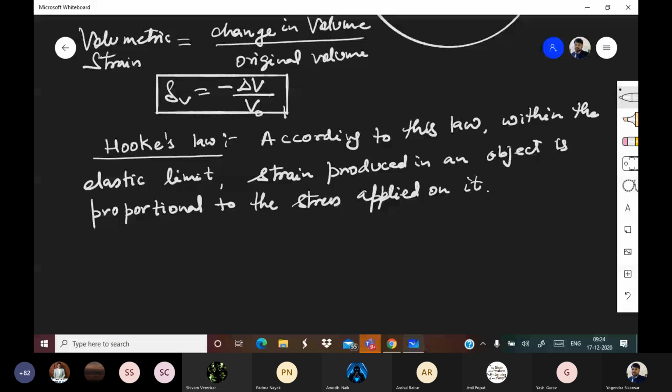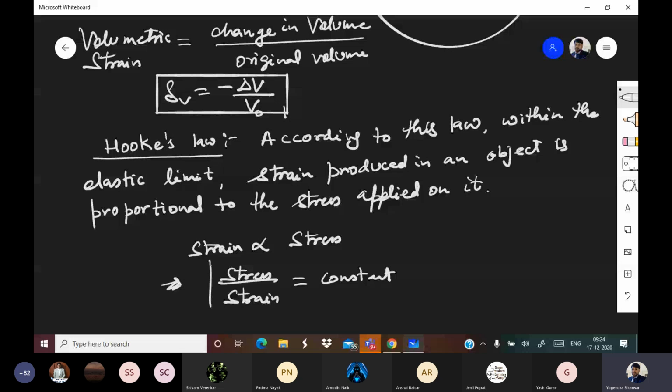So strain is proportional to stress, and that gives us stress upon strain is equal to constant. But is there any condition? Yes. What is the condition? Within the elastic limit. Okay, so that is the condition. Stress upon strain is equal to constant.